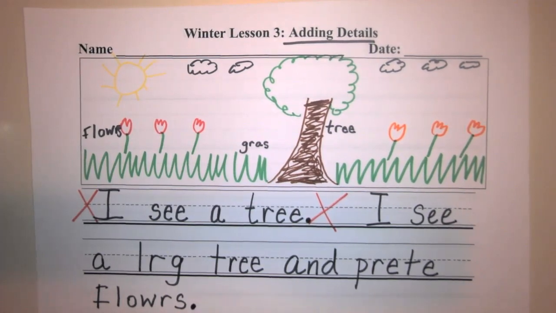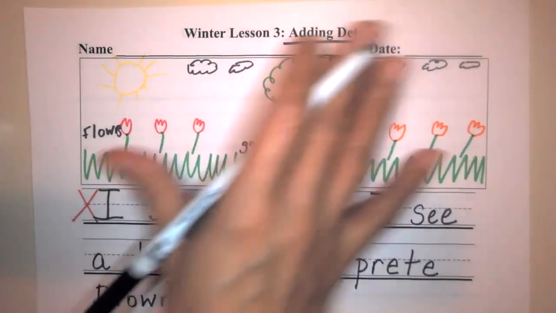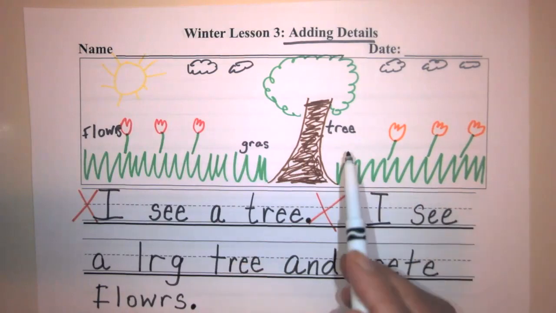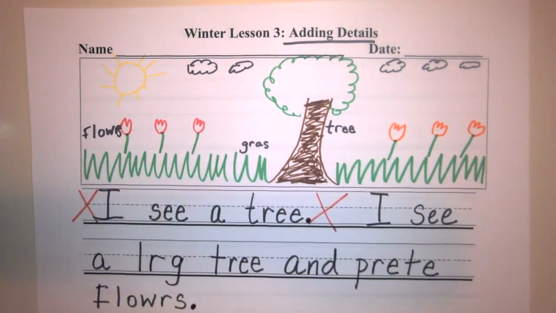So remember, we are adding lots of details to our story. We want to make sure there's lots of details in our picture, including our labels. Think about how you can make your picture really interesting, really, really cool. And then with your sentence, think about how you can make your story juicy or interesting. What would make somebody want to read your work and go, wow, that's amazing. I see a tree is an okay sentence, but it's kind of boring. So you want to make something that's interesting. I see a large tree and pretty flowers.